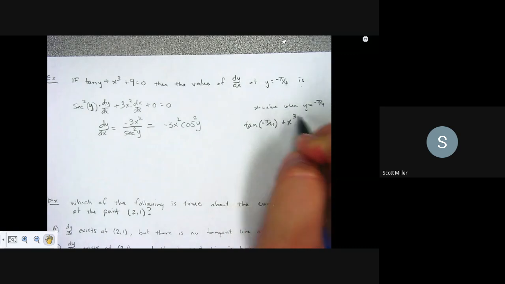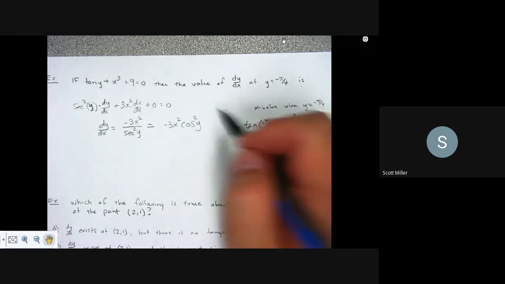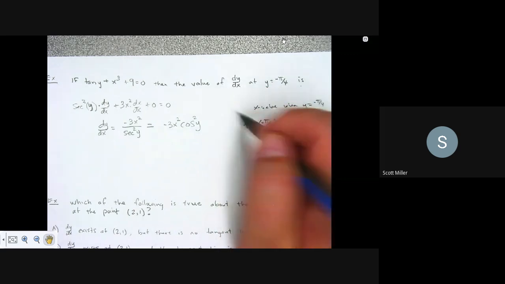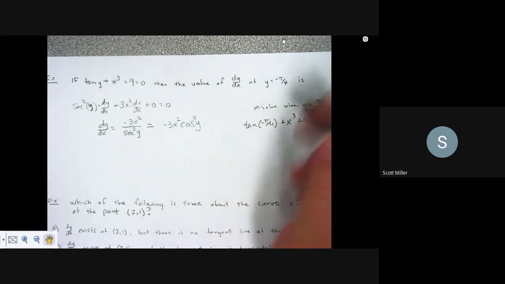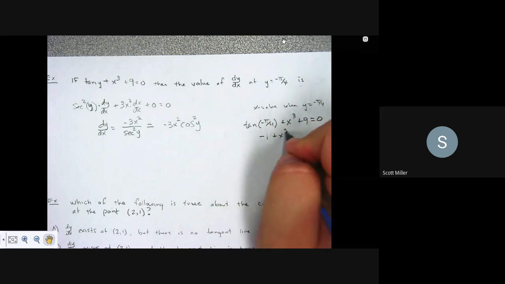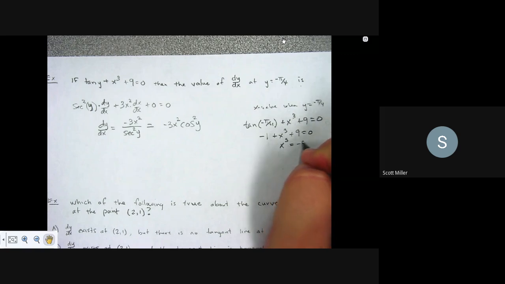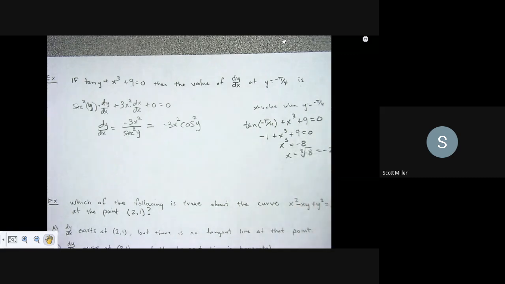Plus x to the third plus 9 equals 0. Negative pi over 4 is a 45-degree angle in quadrant 4, and the tangent there is negative 1. Please make sure you know your unit circle. So take the cube root of both sides, so that x is equal to the cube root of negative 8, which is negative 2. So now I have the x value.